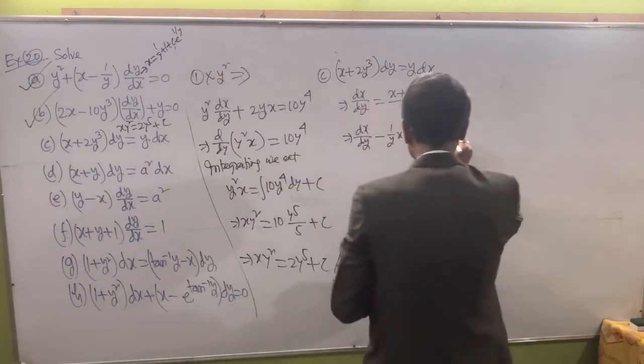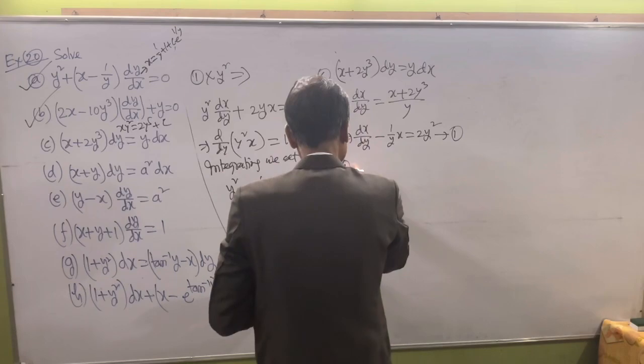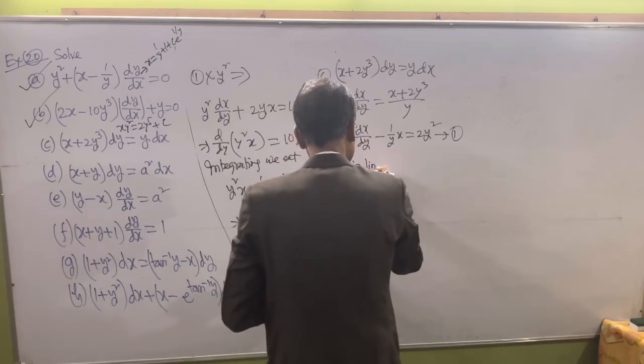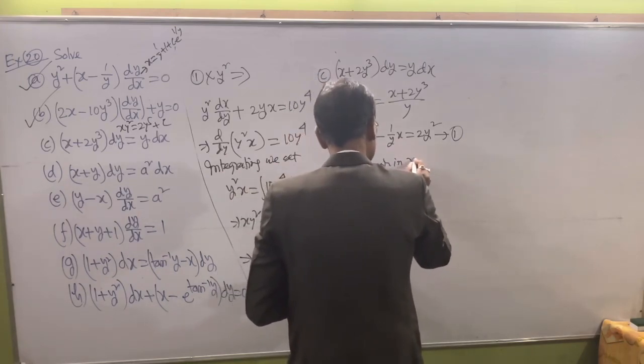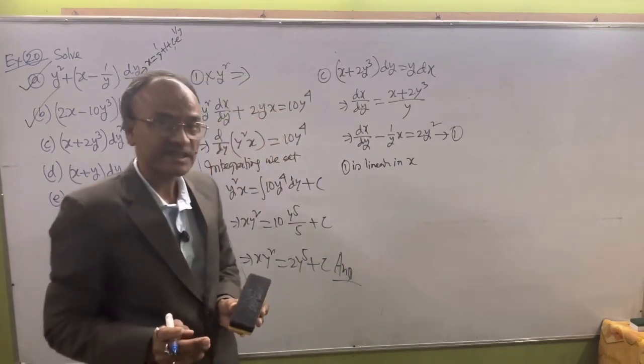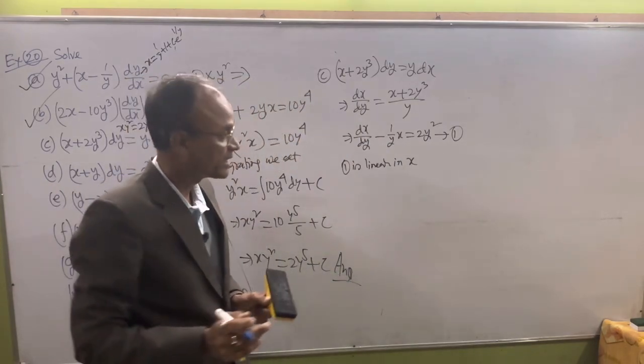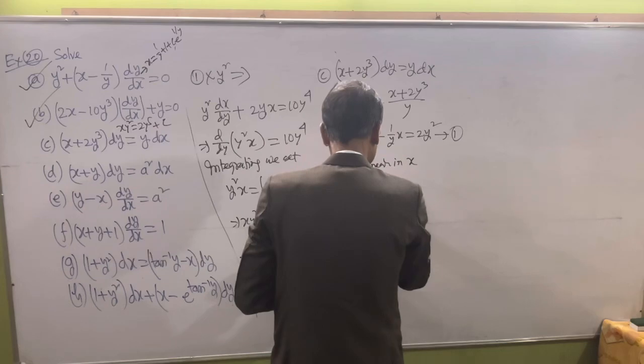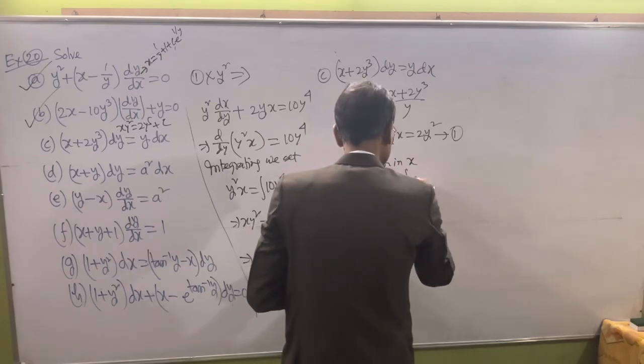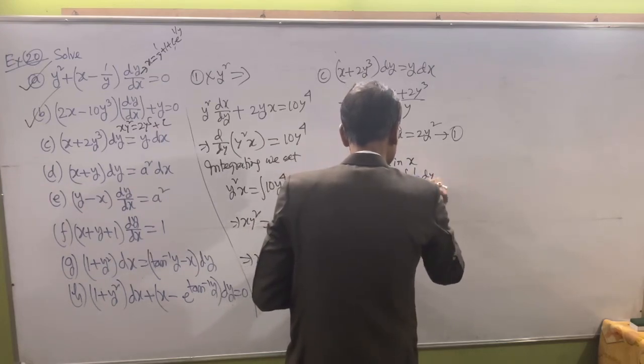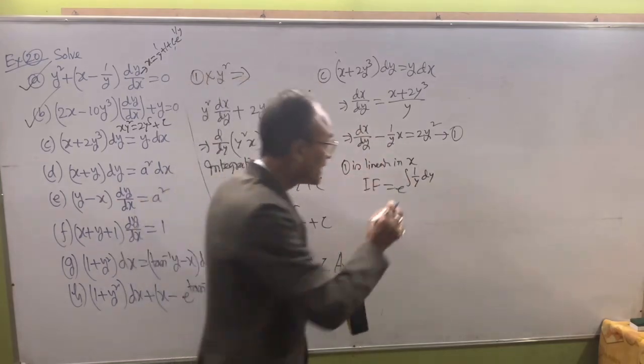This is linear. One is linear in x. Linear in x means linear with x as dependent and y as independent. The integrating factor will be equal to e to the power integral. Mind it is not only 1 by y, it is minus 1 by y.